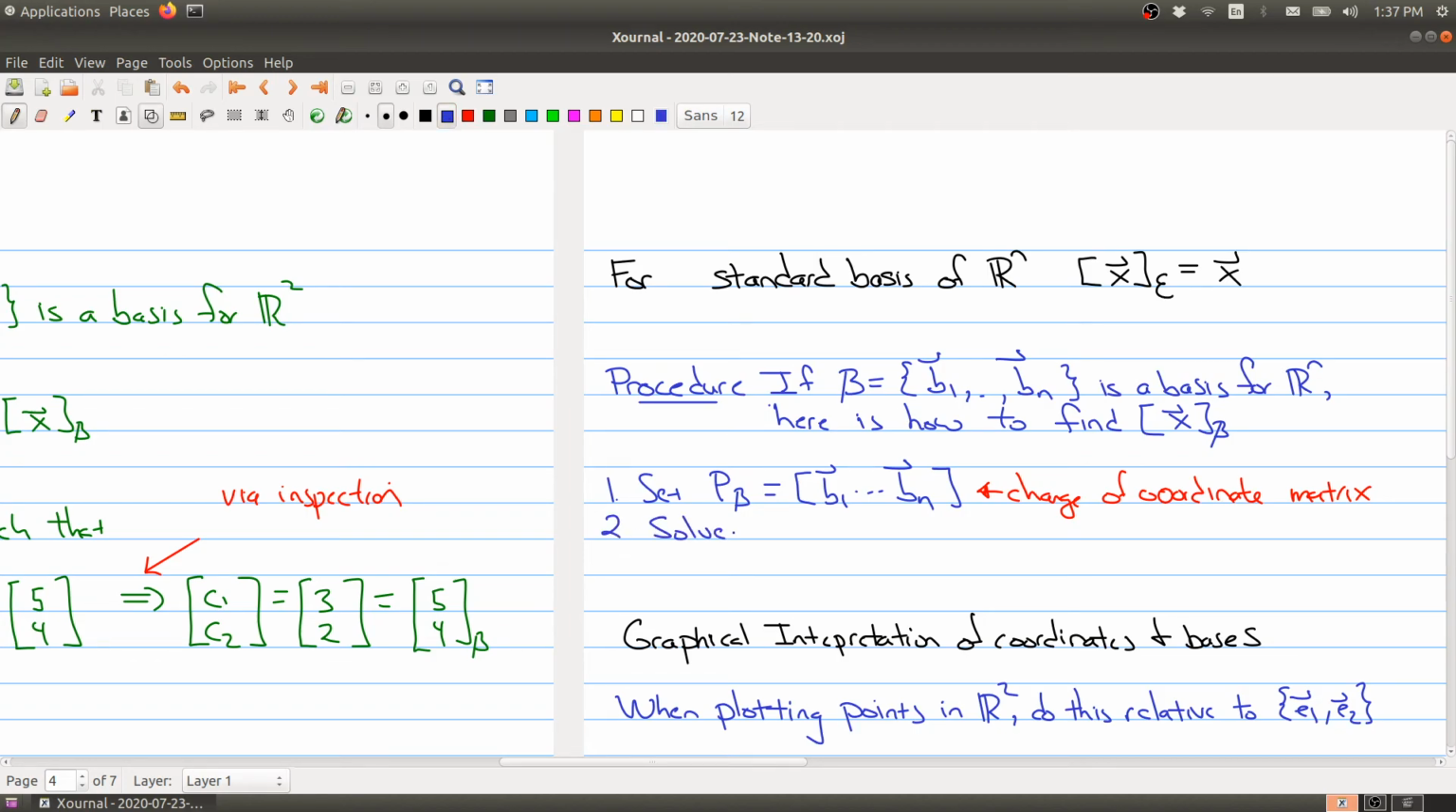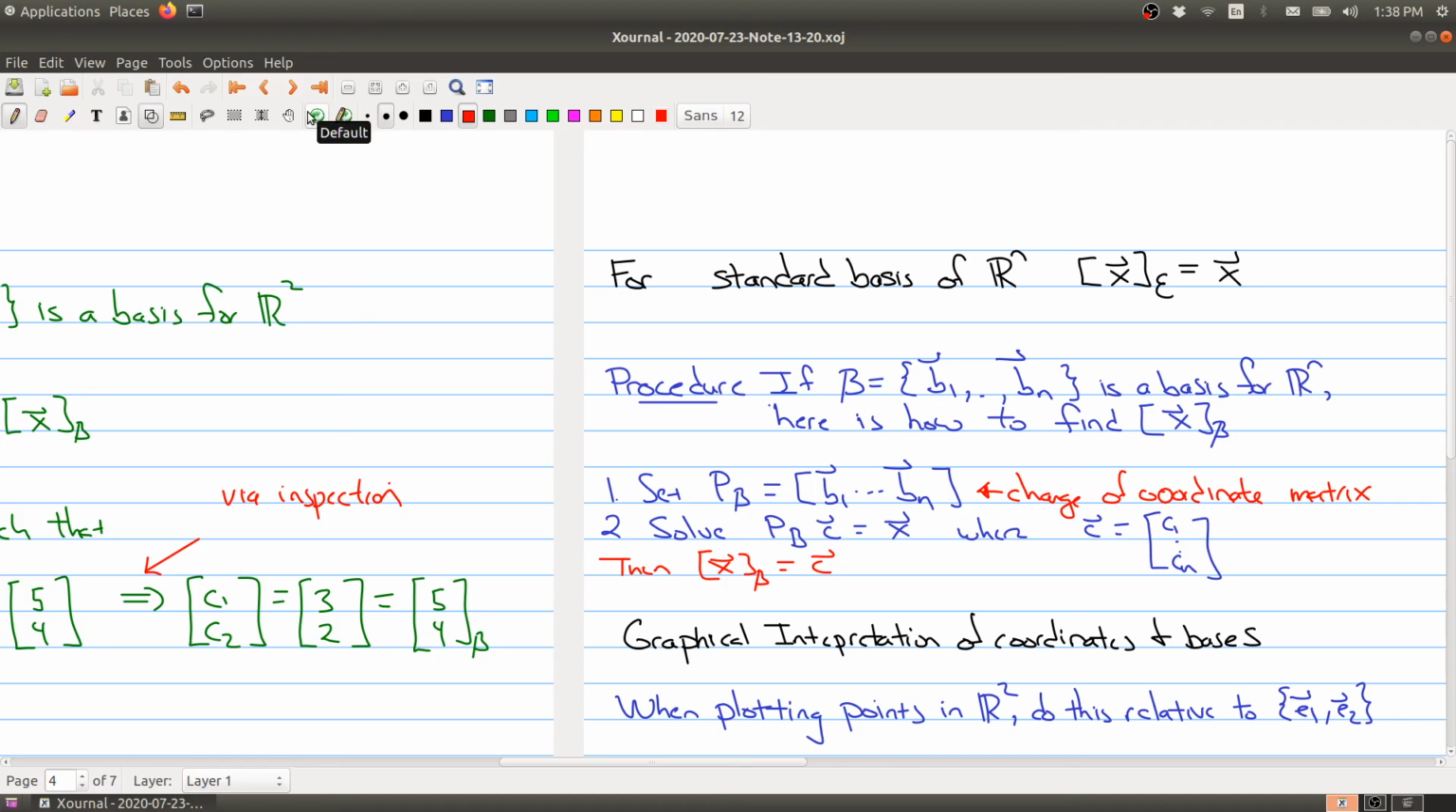Second, you solve the system P_B times C is equal to X. X is what you're given, and P_B is also given from the basis, and what you're looking for is C, where C is now C1 through Cn. Then the output you're looking for is this vector C. It's just a straightforward system of linear equations. You have your basis and the thing you want it equal to, and the B coordinates are the solution to this system.